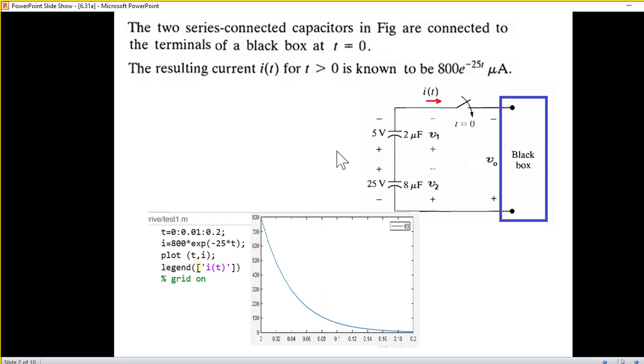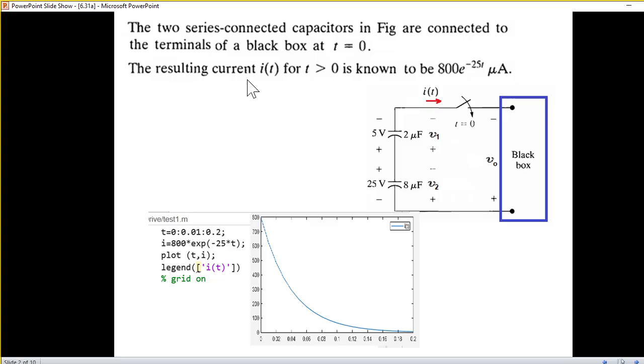Before starting the question, let's see one or two points. The first part of the question says the two series connected capacitors in the figure are connected to the terminal of a black box at t equals 0. This is a black box, a load actually, and we have two capacitors here. The capacitors are charged beforehand. The switch is not closed; it is open when the charged capacitors are connected here.